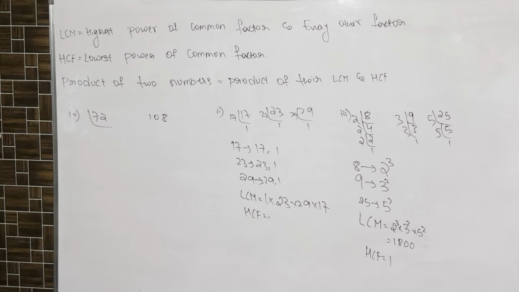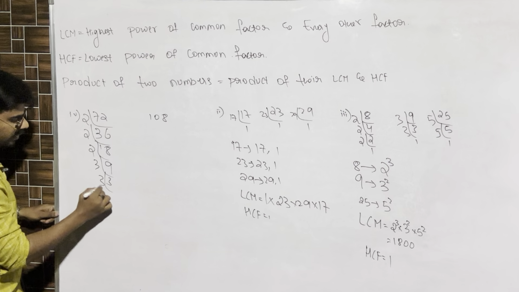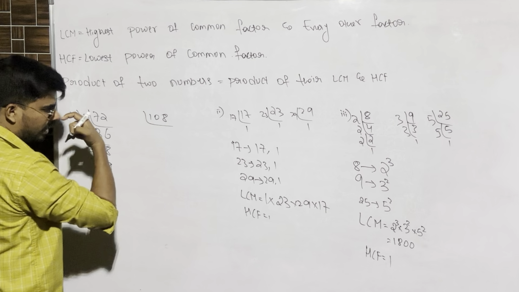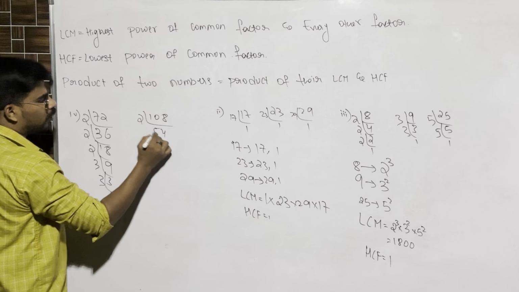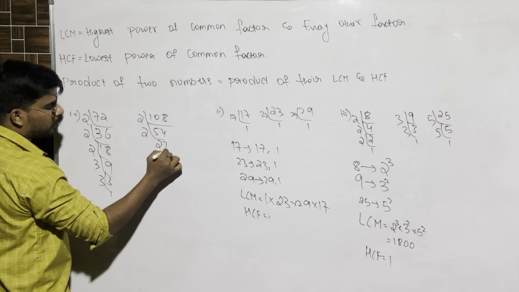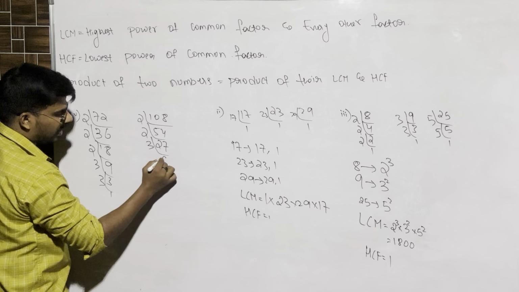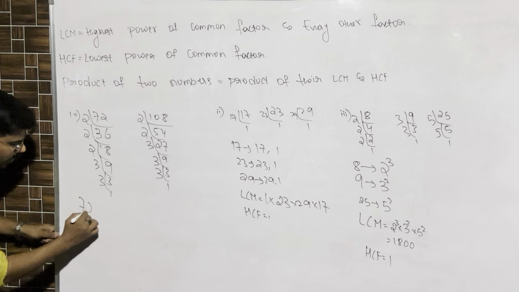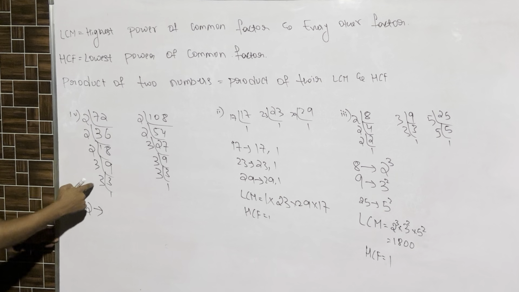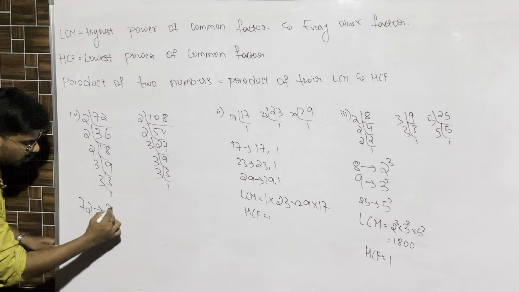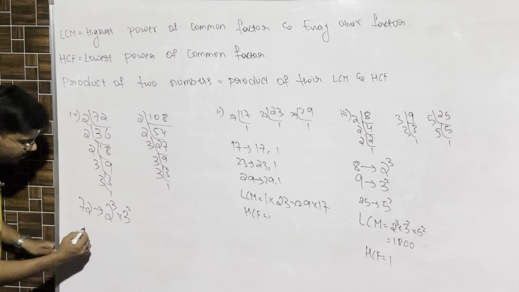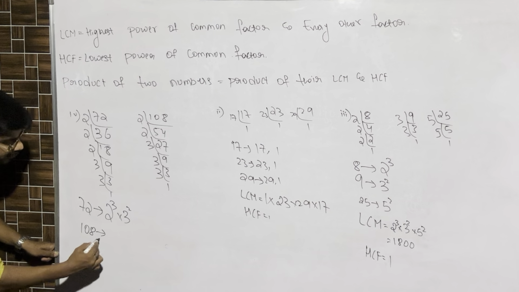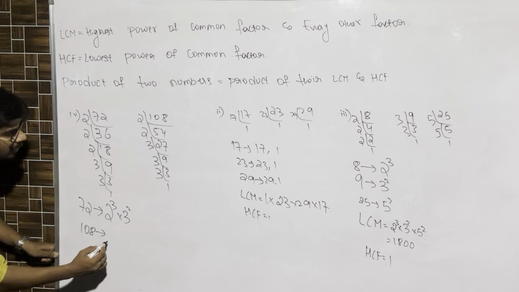72 goes in the 2 table: 2 3s are 6, 2 6s are 12, 2 1 is 2, 2 8s are 16, 2 9s are 18, 3 3s are 9, 3 1 is 3. 108 again goes in 2: 2 5s are 10, 2 4s are 8, 2 2s are 4, 2 7s are 14, 3 9s are 27, 3 3s are 9, 3 1 is 3. So 72 can be written as 2 cube into 3 square, and 108 can be written as 2 square into 3 cube.